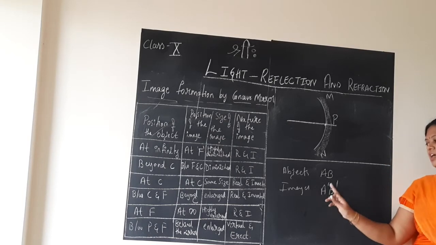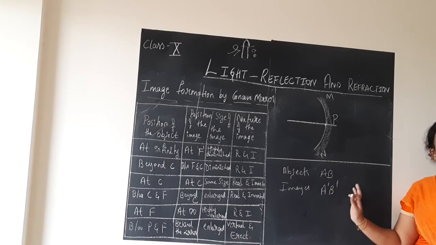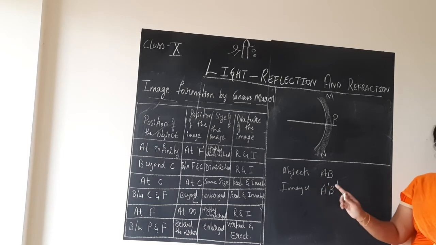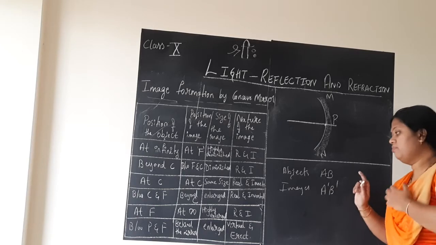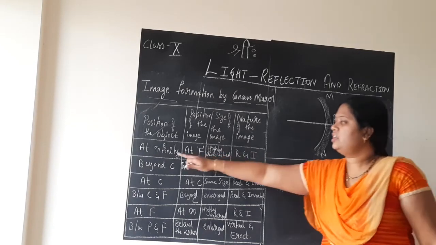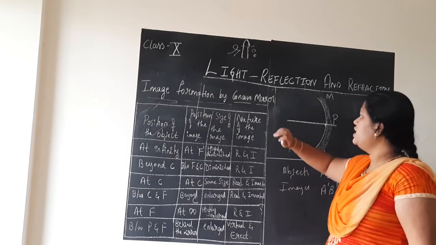How do you read it? A dash, B dash are the representation used to represent the image. A and B are the representation used to represent the object. This you have to keep in mind. Now, in the first case, I need to place the object at infinity.